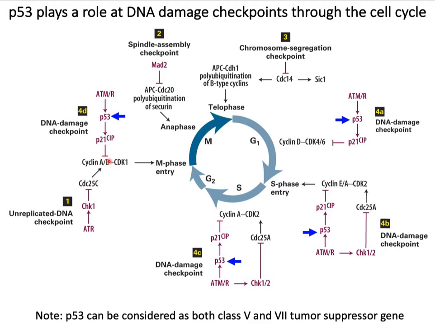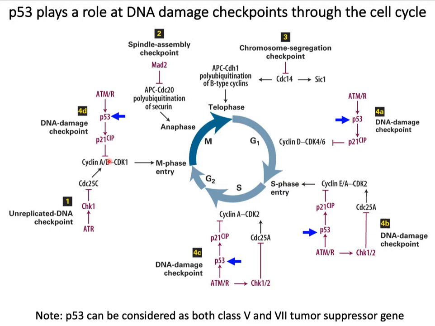Interestingly, p53 can arguably be considered as both a class 5 cell cycle control protein as well as a class 7 apoptotic protein. Although it is involved in the DNA damage pathway, p53 by itself is not a DNA repair protein, and so it is not considered a class 6 tumor suppressor.